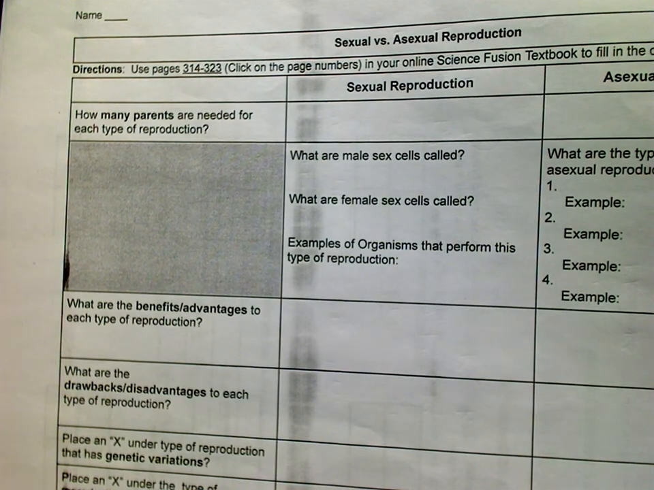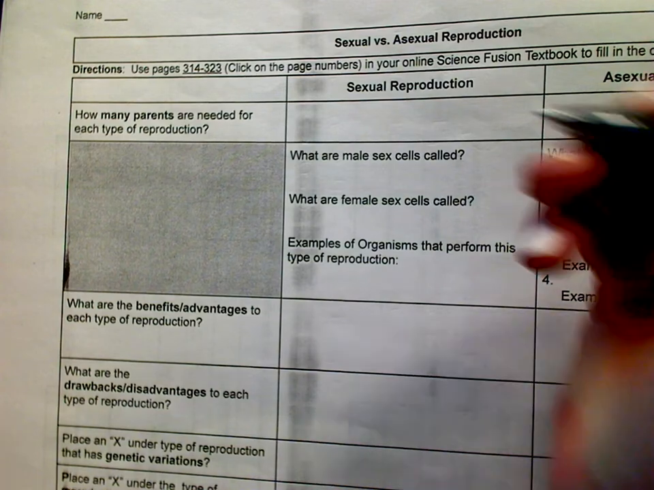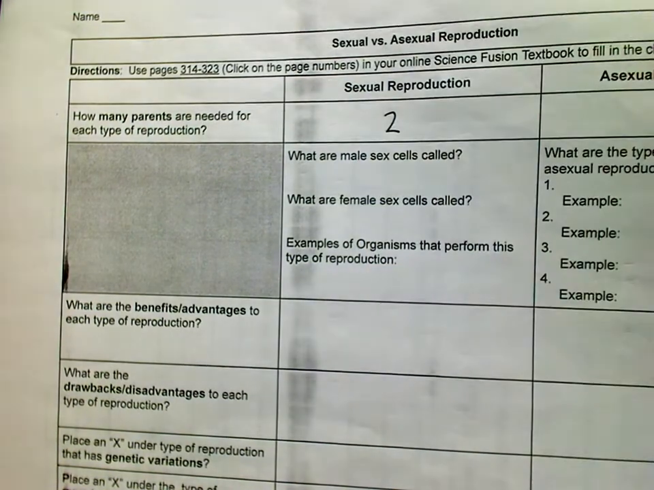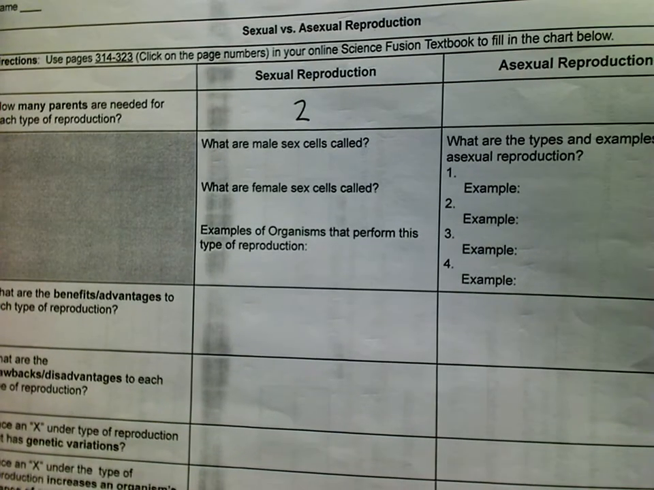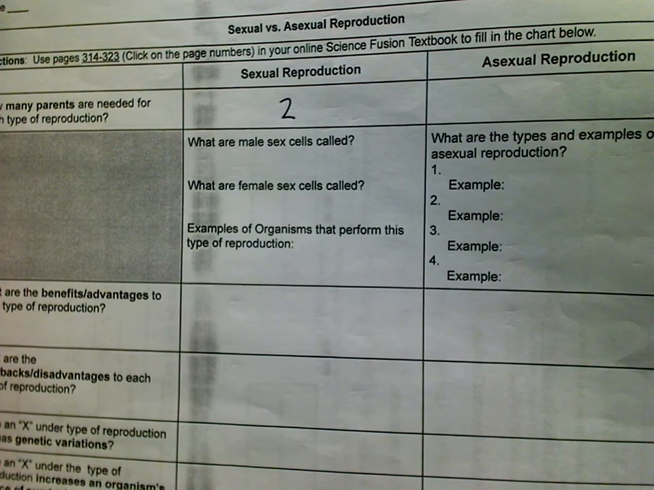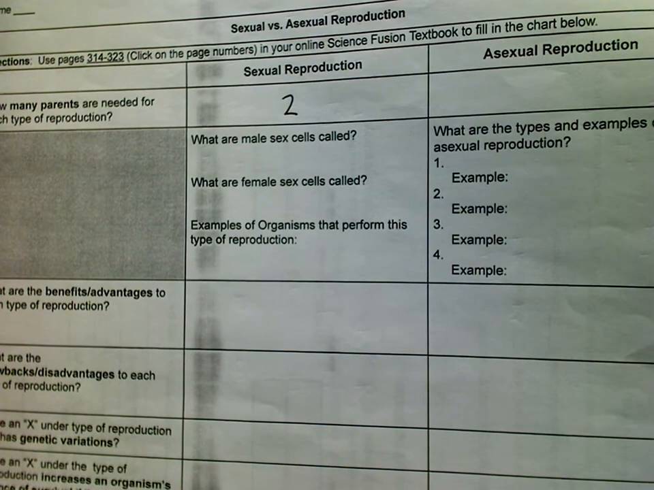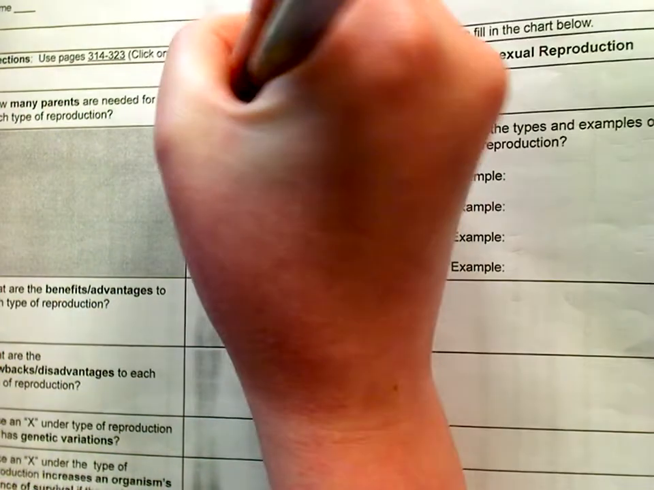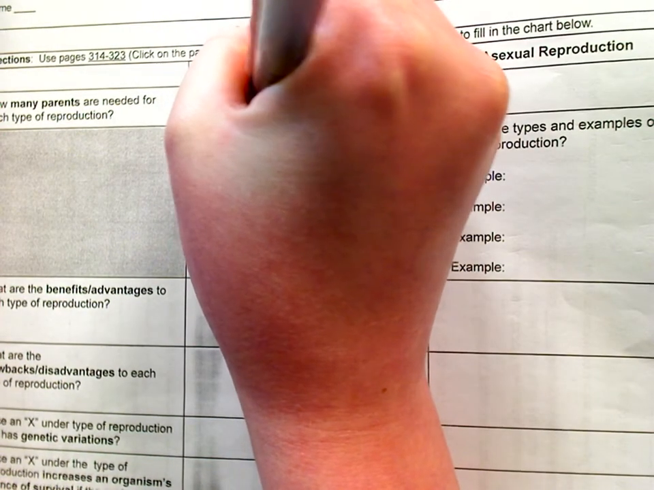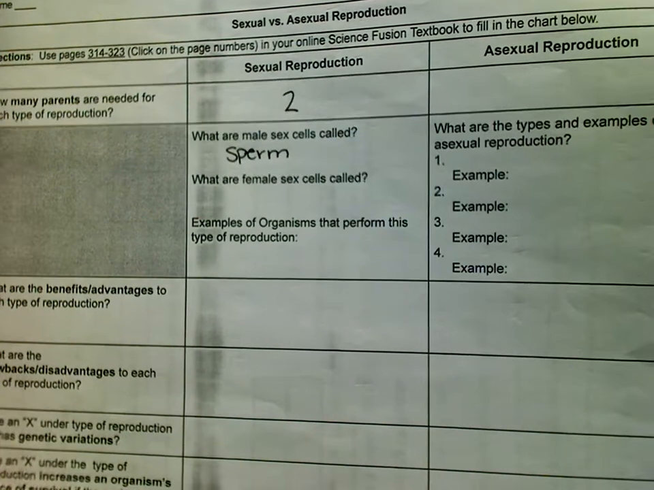Okay, for sexual reproduction, how many parents are needed? Two, right? We need a mom and a dad. All right, and what are the male sex cells called? Sperm, very good. No boys wanted to answer that question, I see.